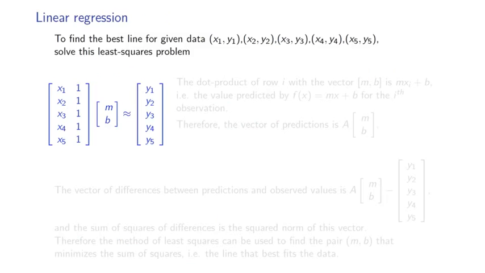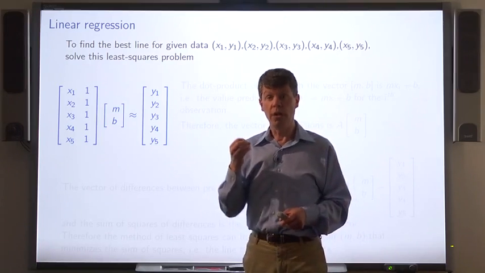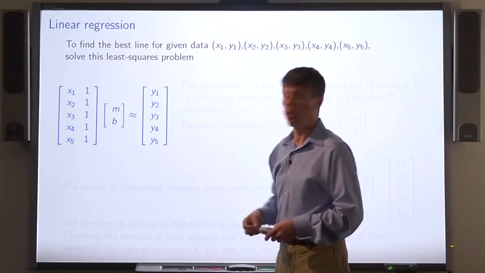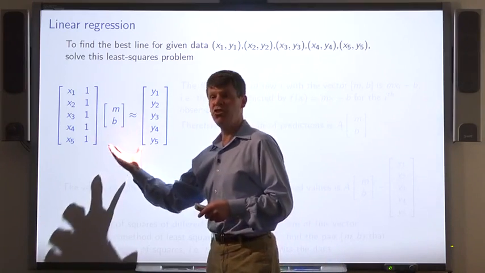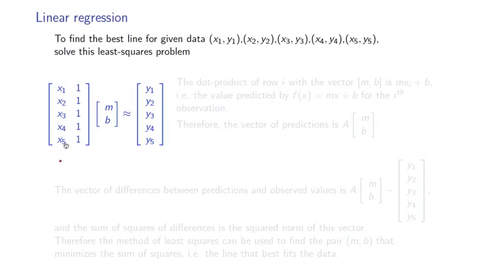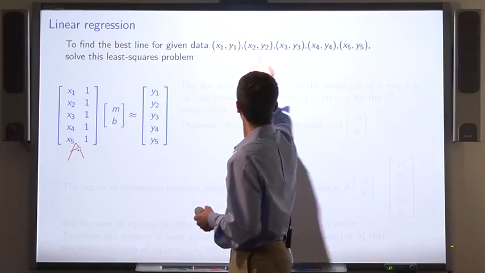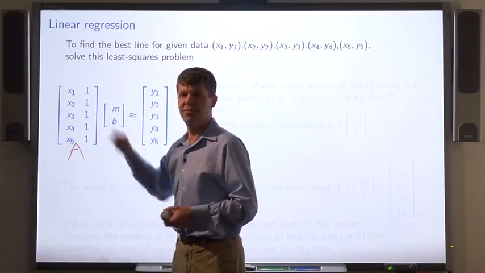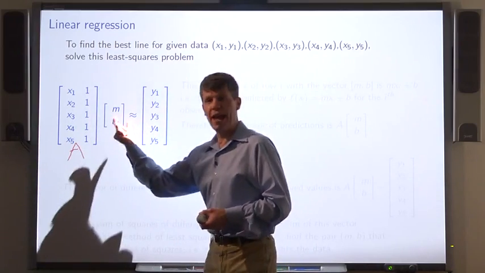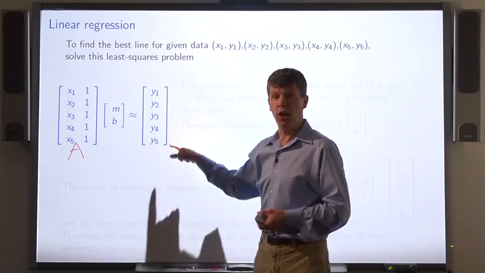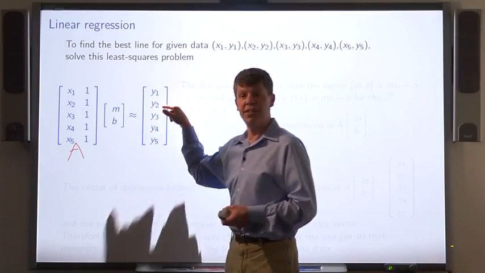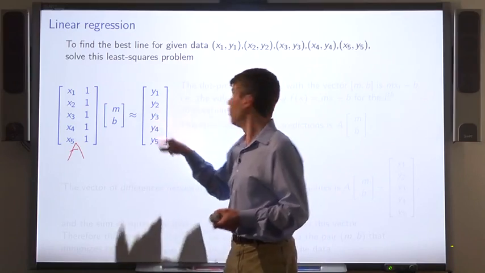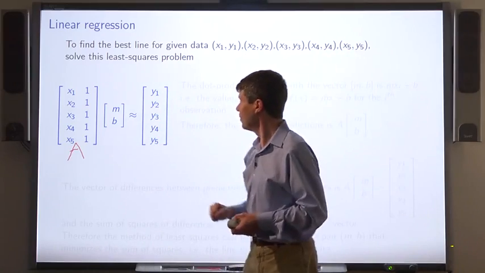To find the line that best fits the data, we used our algorithm for least squares. We formulate the problem as this least squares problem, where we have a matrix A whose first column consists of the first coordinates x1, x2, x3, x4, x5, and whose second column just consists of ones. The unknowns are m and b, and the right-hand side vector consists of y1, y2, y3, y4, y5.